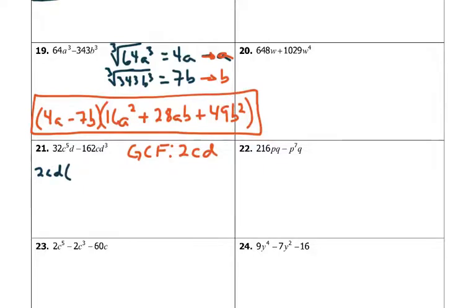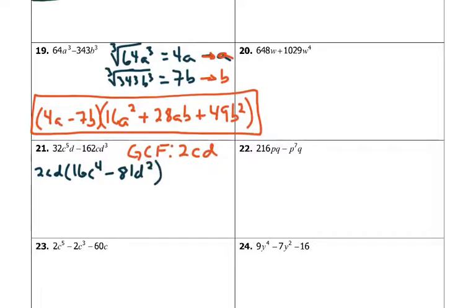What we're left with when we divide out 32 divided by 2 is 16. We take one c away. c to the fifth divided by c to the first is c to the fourth, and d to the first divided by d to the first is 1, so that would disappear. And then the next one, minus 162 divided by 2 would give us 81. c divided by c is 1, so we don't have anything there, and d to the third divided by d to the first would give us d to the second. So that is what we're left with.